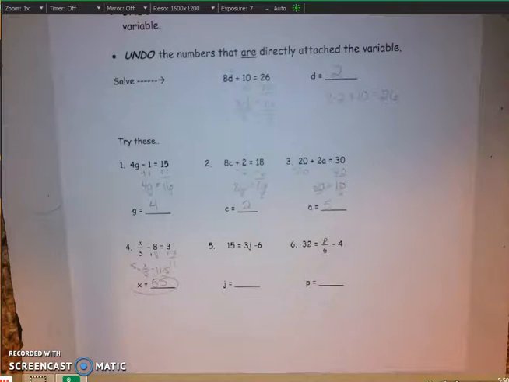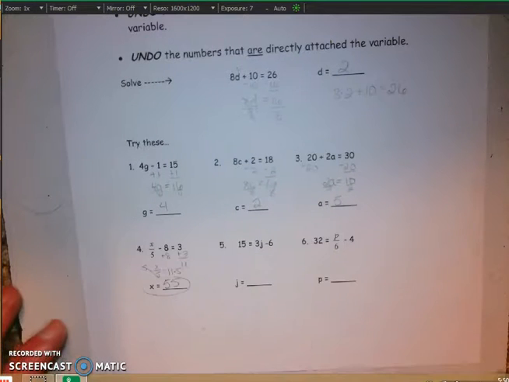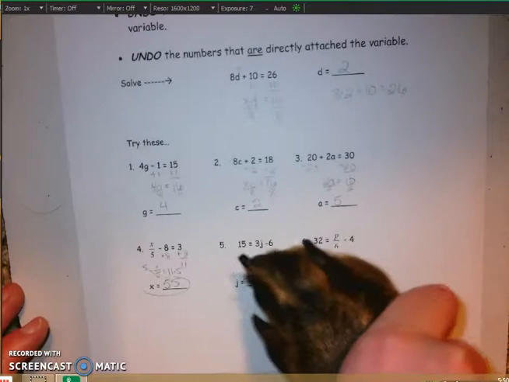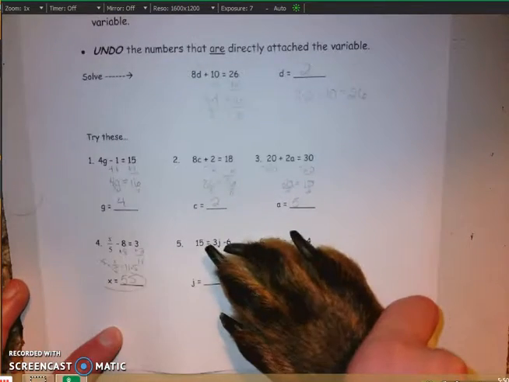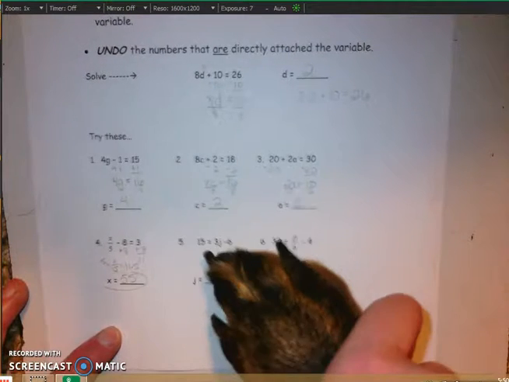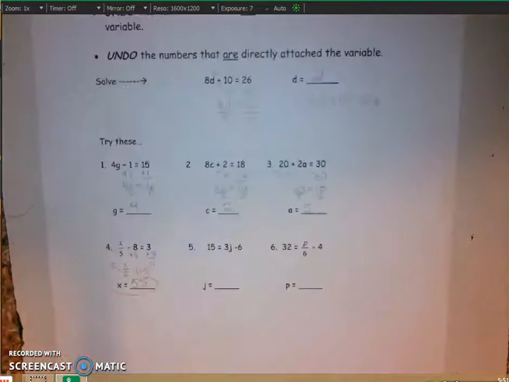All right, Luther's going to help us with the next one. It's the same as all the others. Only difference is the letter's on the right. So we're still going to look at the letter. We're multiplying it by 3, and then we're subtracting 6. So our opposite is to add 6 and then divide by 3. So go ahead and do that and come back and check.